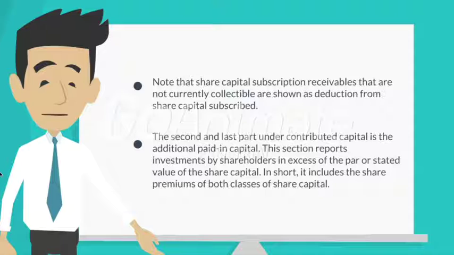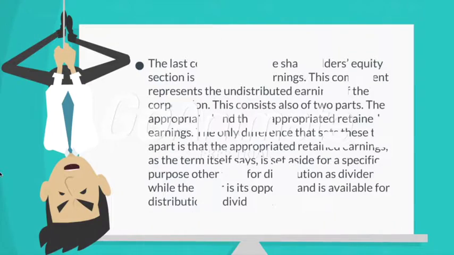The second and last part under contributed capital is the additional paid-in capital. This section reports investments by shareholders in excess of the par or stated value of the share capital. In short, it includes the share premiums of both classes of share capital.